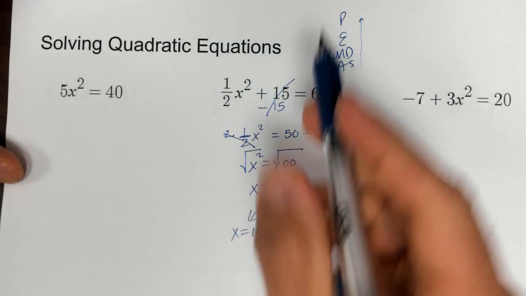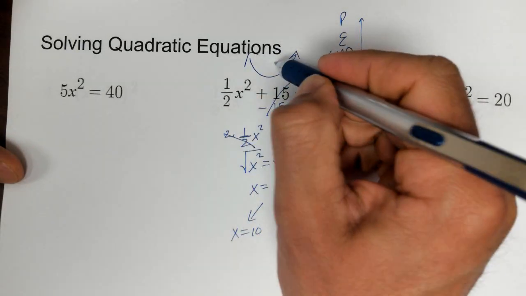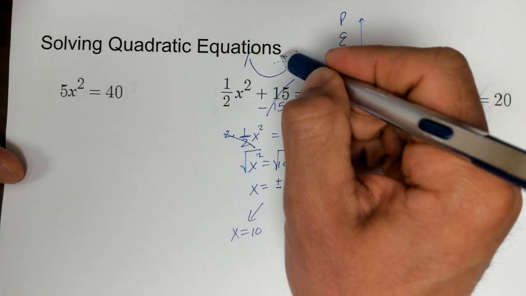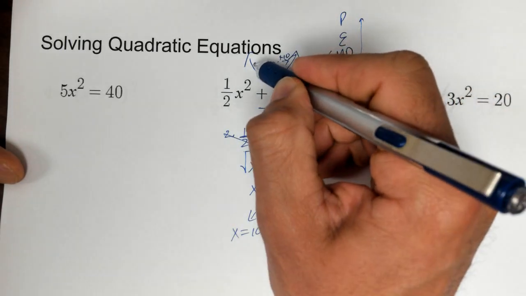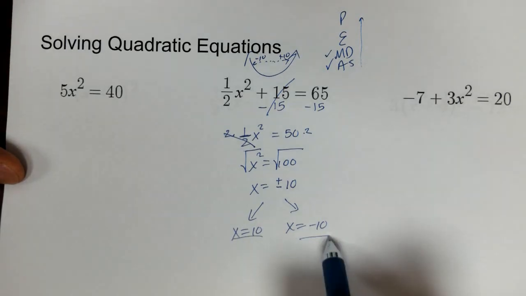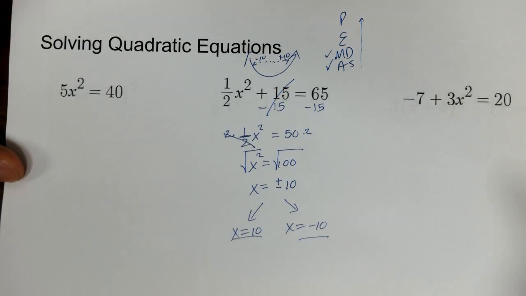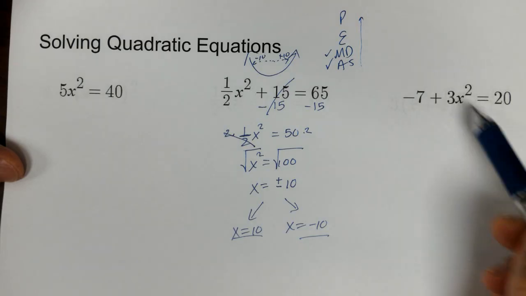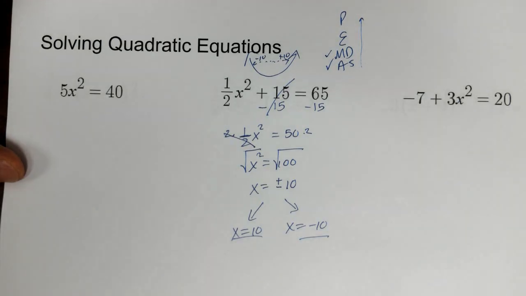Remember that all parabolas are symmetrical, and they have 2 sides. This is going to be your plus 10, and then from the vertex, you'll have your minus 10. That's why there's 2 answers. You're welcome to move the 7, divide by 3. You're welcome to try all these examples, right?